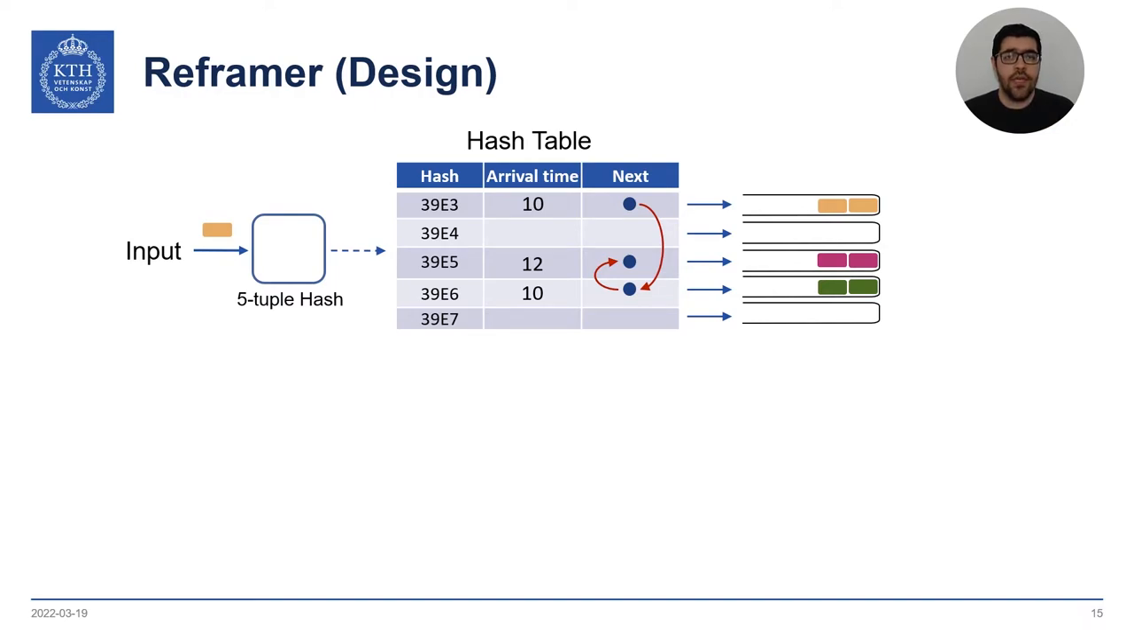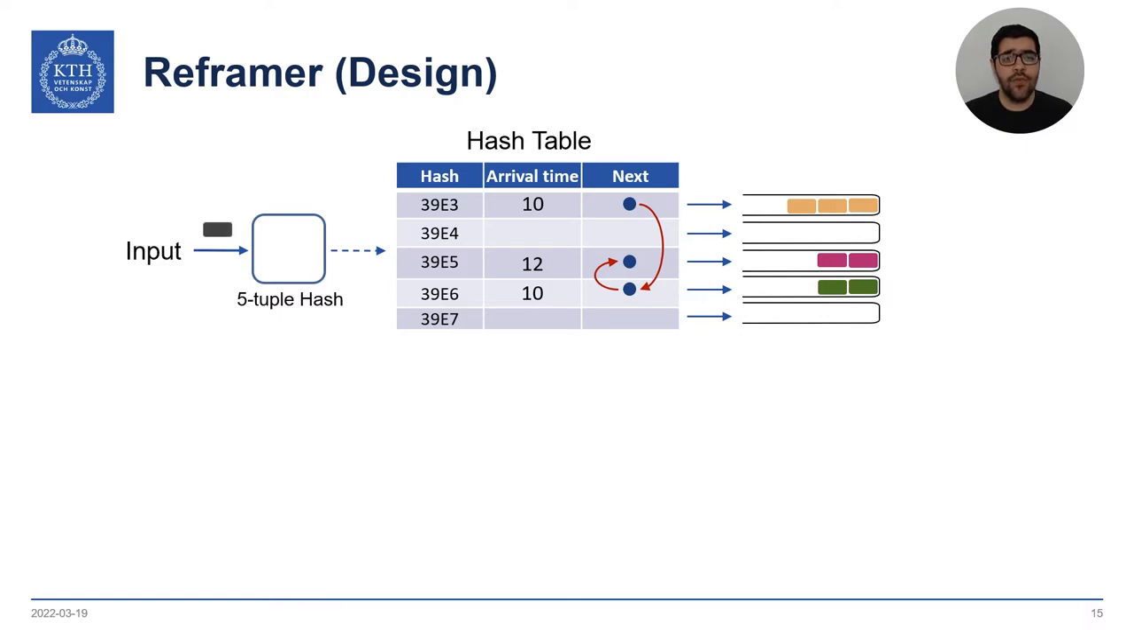Now let's take a look at Reframer's design in detail. Reframer maintains a hash table and a linked list within the hash table, which we call the flush list. Each row of the hash table maps to a queue, and incoming packets are buffered in these queues. When Reframer receives a packet, it calculates the 5-tuple hash of the incoming packet and puts the packet in the related queue. If the queue already contains other packets, no more operation is needed.